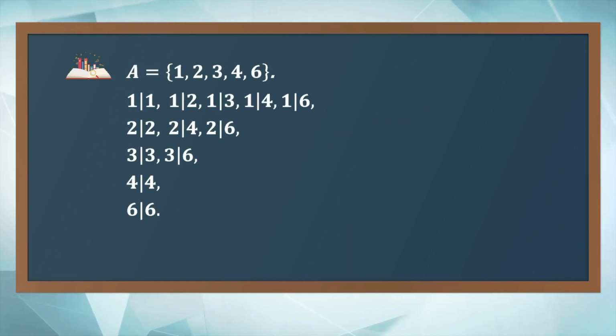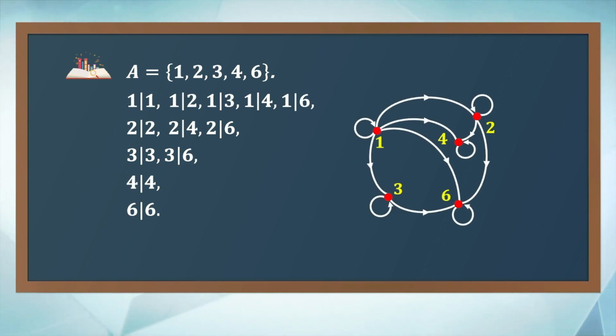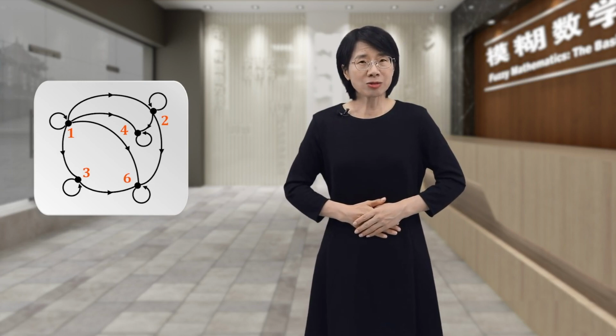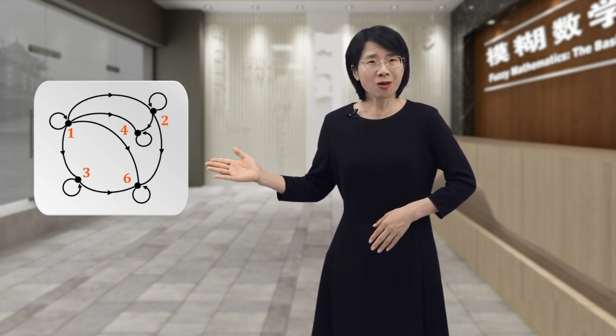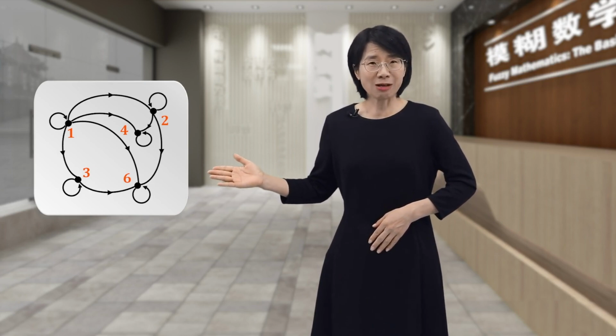The ordered pairs are (1,1), (1,2), (1,3), (1,4), (1,6), (2,2), (2,4), (2,6), (3,3), (3,6), (4,4), (6,6). The directed graph of this relation is displayed here. They are the edges of the directed graph. But many edges in this directed graph do not have to be shown because they must be present.